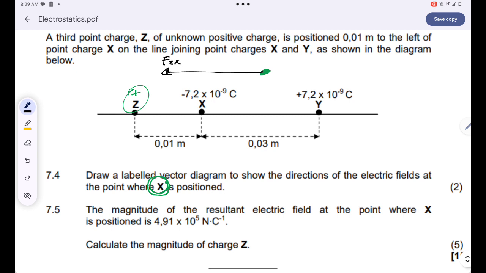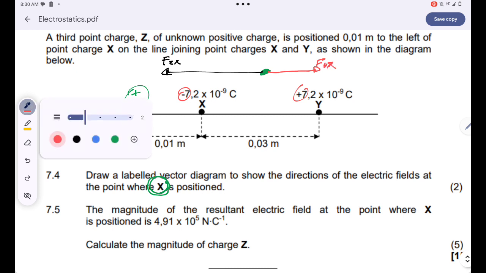Are you together? And then now let me check the relationship between X and Y. Obviously this one is positive and the other one is negative, so they'll definitely attract one another. So X will be pulled by sphere Y towards the right. This is the force between sphere Y and sphere X.